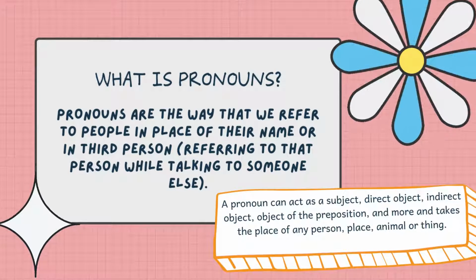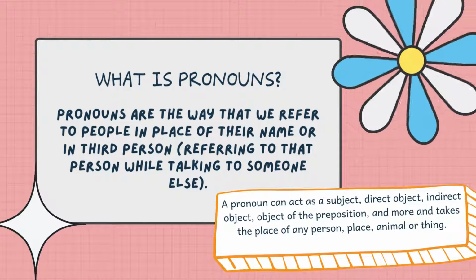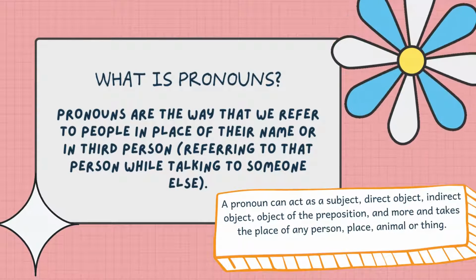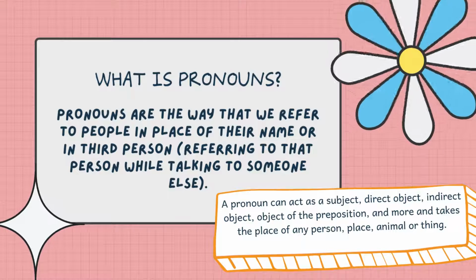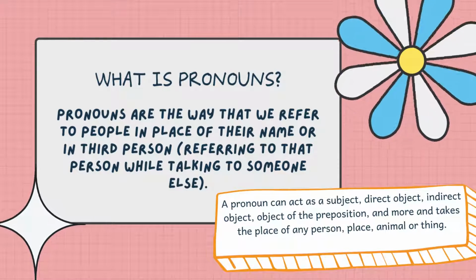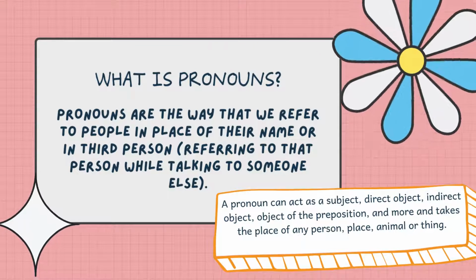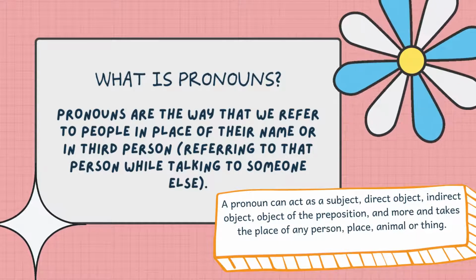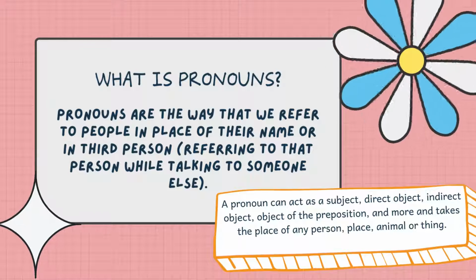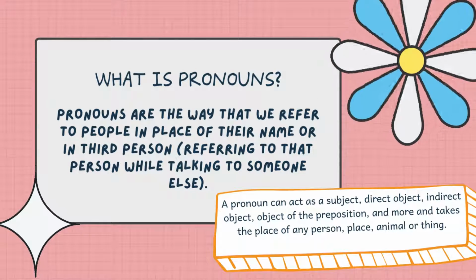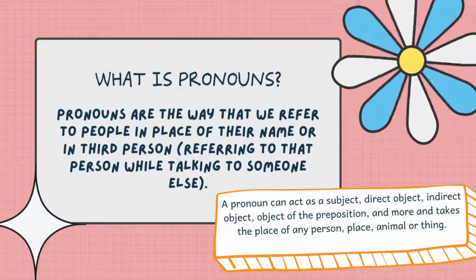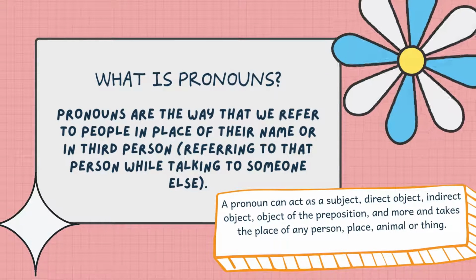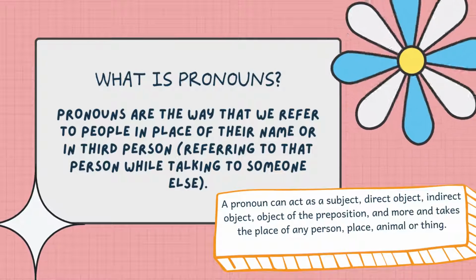What is pronouns? Pronouns are the way that we refer to people in place of their name or in third person, referring to that person while talking to someone else. Often, pronouns have an implied gender, such as he to refer to a man or boy, or she to refer to a woman or girl. A pronoun can act as a subject, direct object, indirect object, object of the preposition, and more, and takes the place of any person, place, animal, or thing.